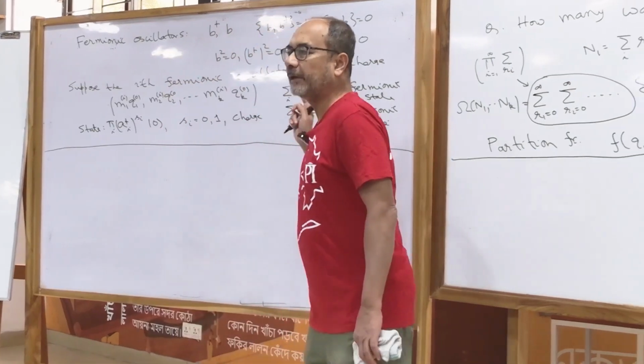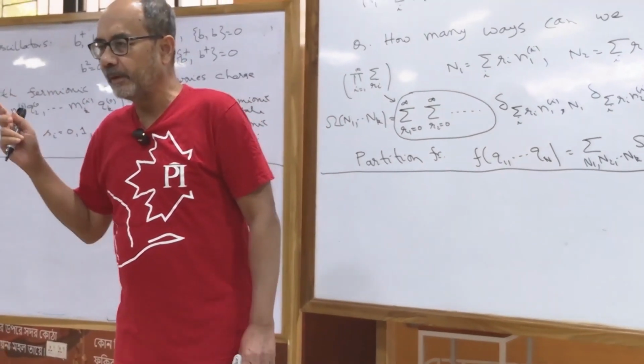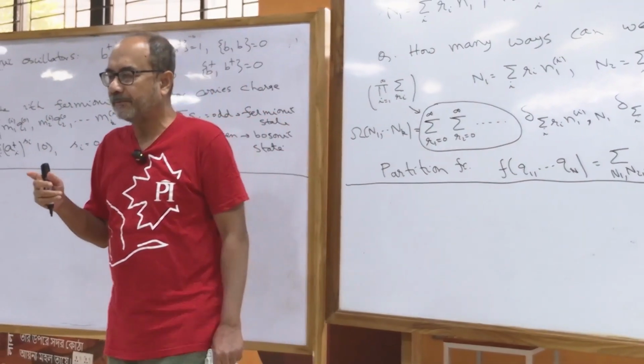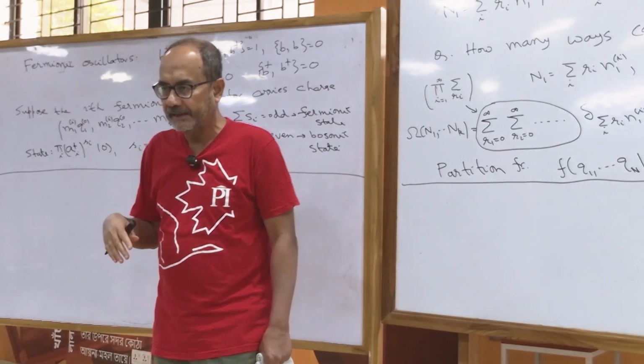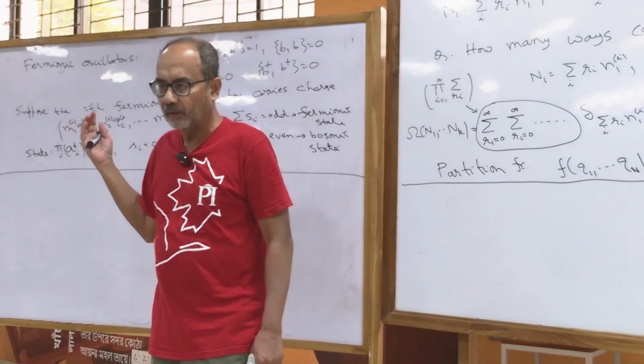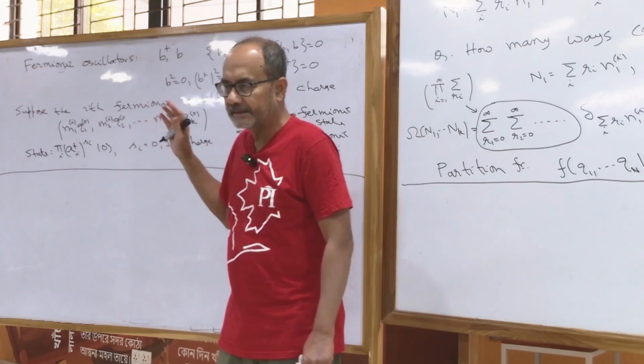Okay, this will be important because if you want to calculate the index, if you remember, index is defined as something which gets positive contribution from bosonic states and negative contribution from fermionic states, right? So it will be important when you calculate the index. But first let's just calculate the degeneracy.